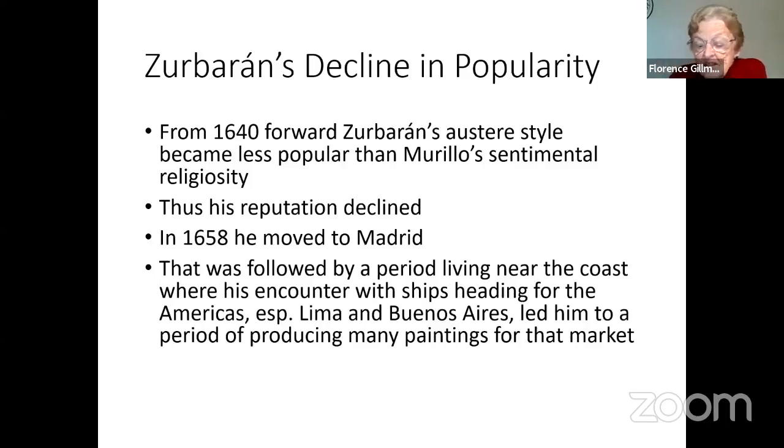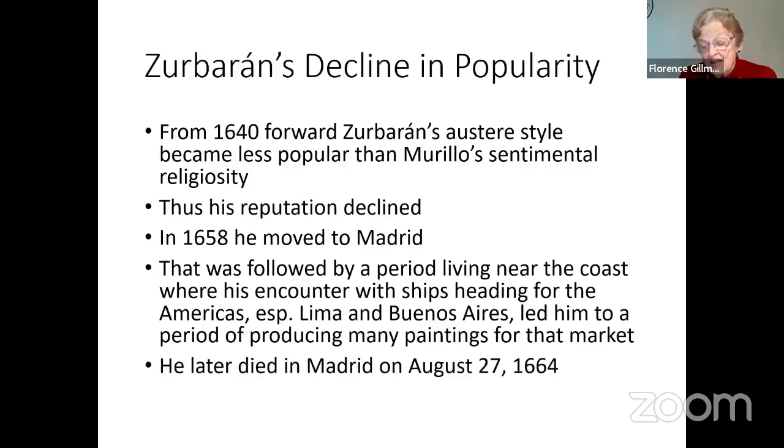And interestingly, many of these paintings were done on consignment. So he and his studio would paint a whole bunch of paintings and then either sell them to the captain of a ship or consign them to an officer of the ship. And then they would receive payment for these paintings when the crew returned. So therefore, he sent a lot of paintings to South America. That's the last part of his life after his reputation had declined. You'll note that he died in Madrid on August 27, 1664.